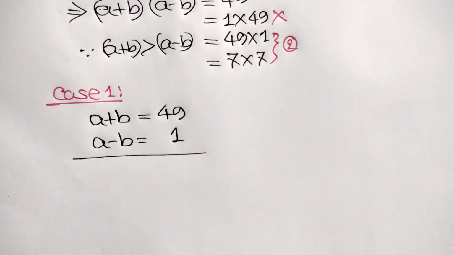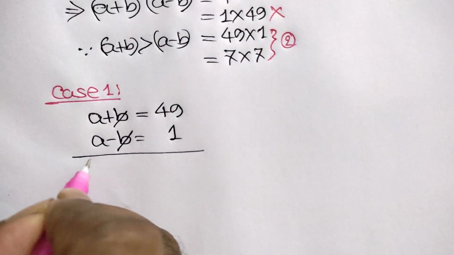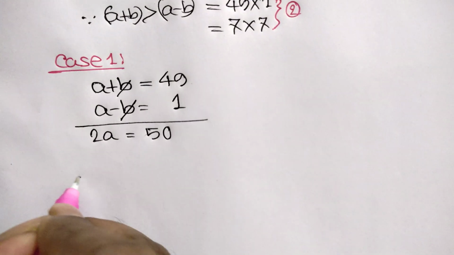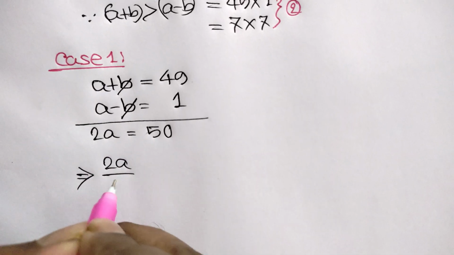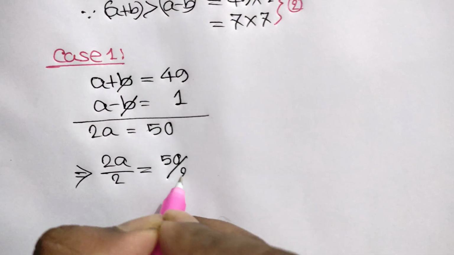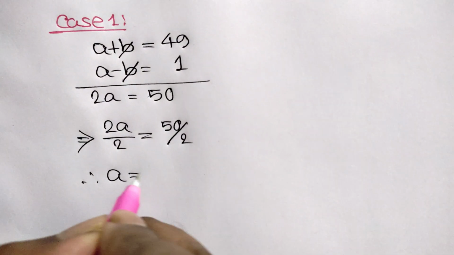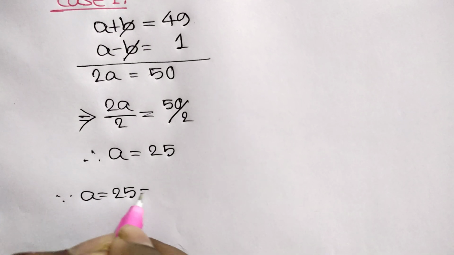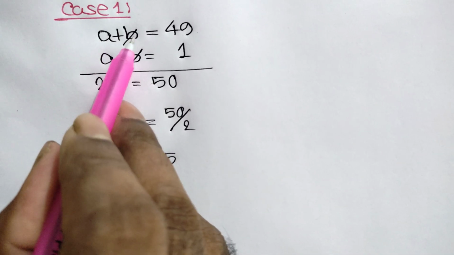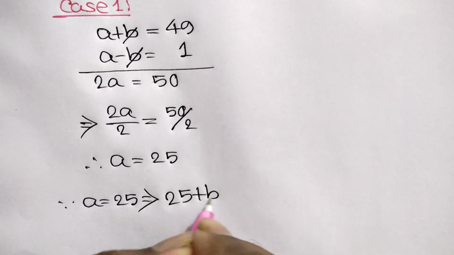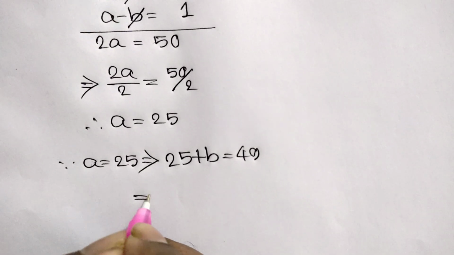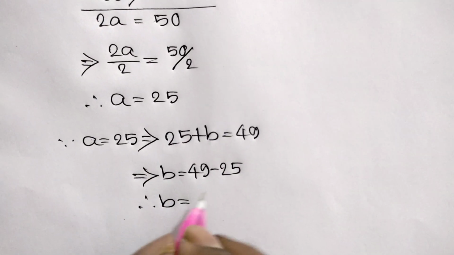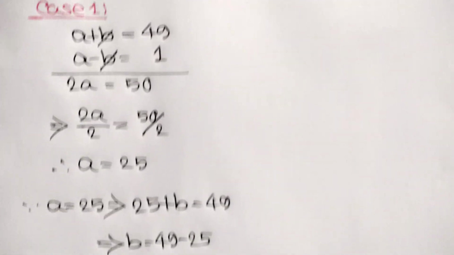Now adding these two equations, this b cancels this b, so here we will get 2a = 49 + 1, which is 50. Now divide both sides by 2: 2a over 2 is equal to 50 over 2, so finally we will get a = 25. Now when a = 25, we can write 25 + b = 49, or b = 49 − 25, so b = 24.